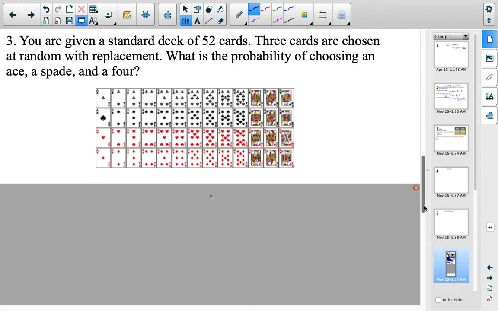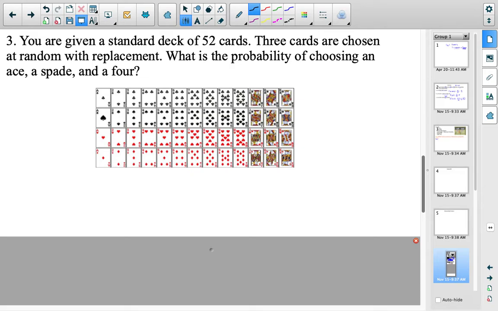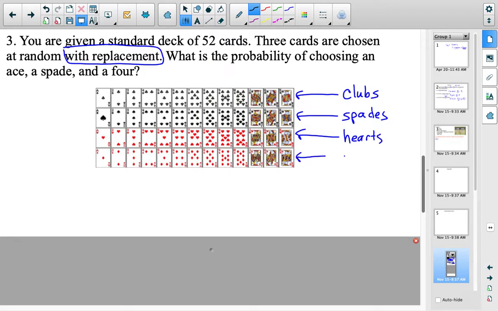I do want to go over this briefly because here. Notice again, we see the phrase with replacement. I want to make sure you all understand. You may not quite be able to see this. The deck of cards has 4 what's called suits. Clubs. These are called spades. Those are the 2 black suits. Then these are hearts. And these are diamonds. Those are the red suits.